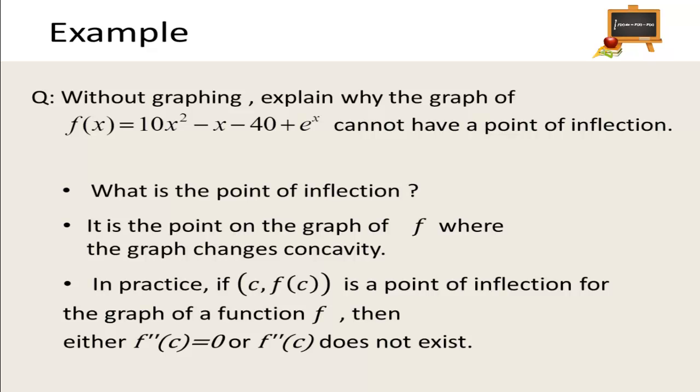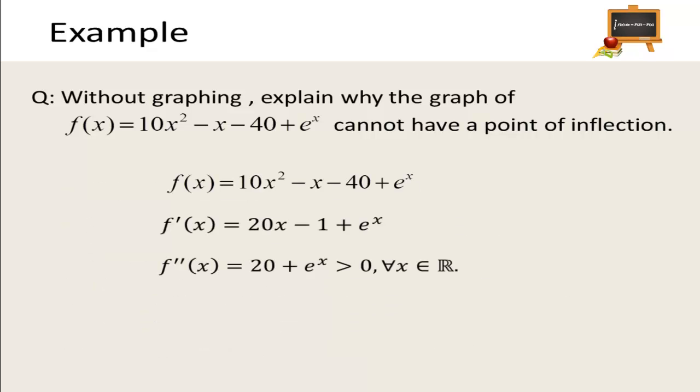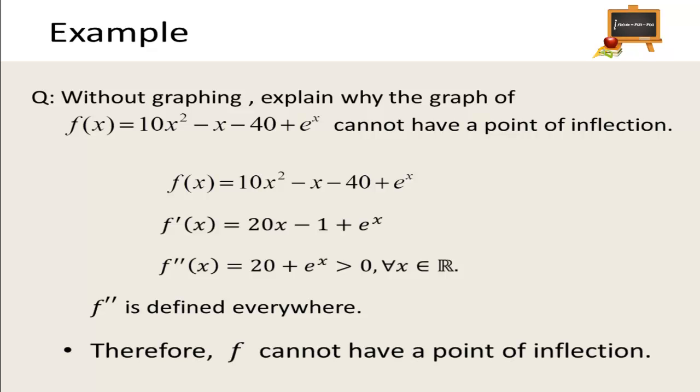It is known that if the point (c, f of c) is a point of inflection for the graph of a function f, then either the second derivative at c is equal to 0, or the second derivative of f at c does not exist. You could see from these computations that the second derivative is always positive for all real numbers x, and it is defined everywhere. So we conclude that f cannot have a point of inflection, and you answered the question.